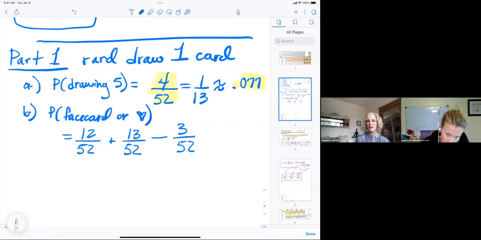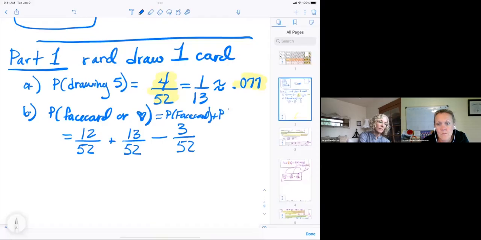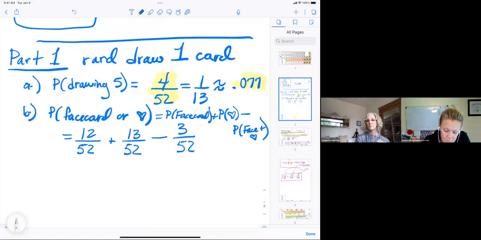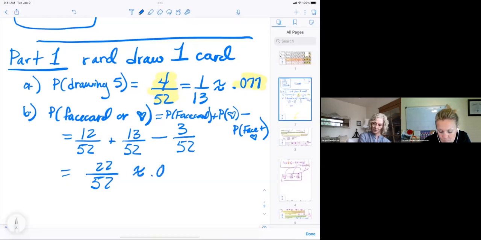So this would be the probability of face card plus the probability of heart minus the probability of face cards that are hearts. If we calculate this, 52 is the same denominator, add across the numerator, 12 plus 13 minus 3 is 22, and that is approximately 0.423.